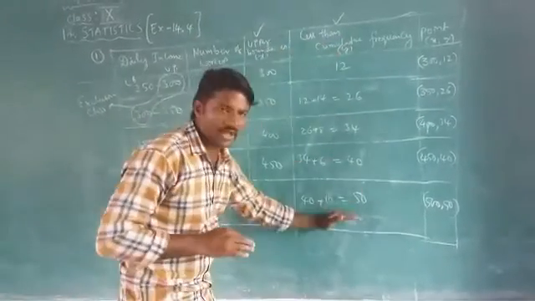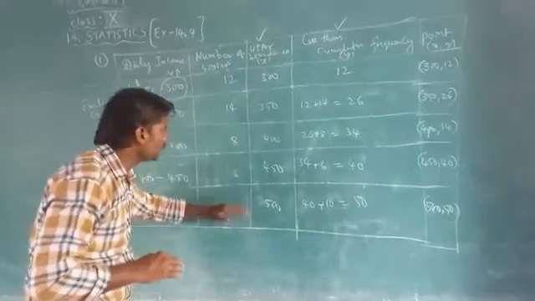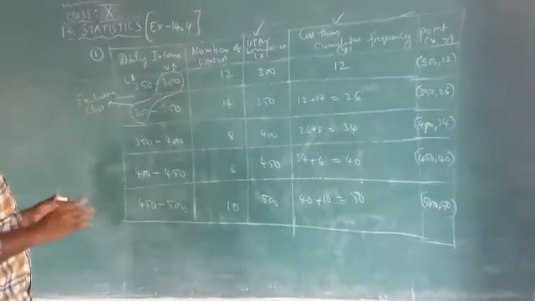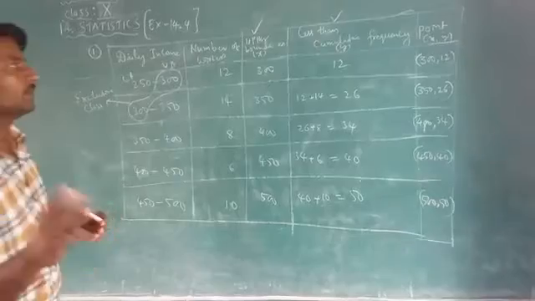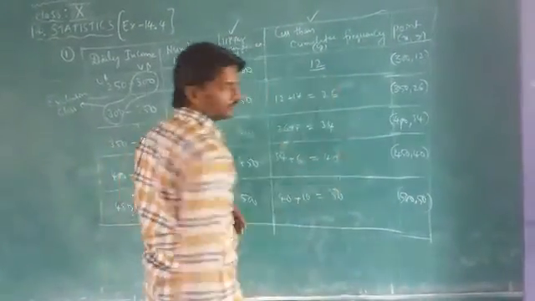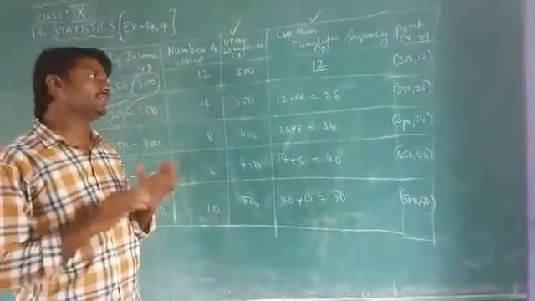Next, top to bottom we added here. For more than, you take the last value from the bottom and go on adding the numbers. Sir, we will get confused between less than frequency and more than. Very simple. For less than frequency, the starting number will be less only. For more than frequency, the starting number will be more. You can identify like this.